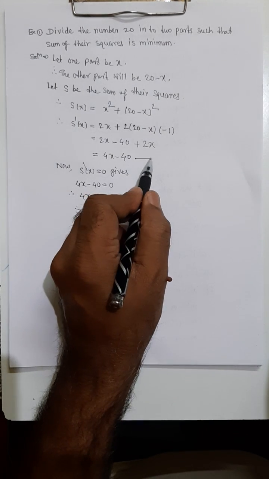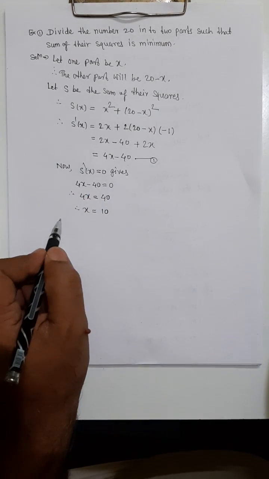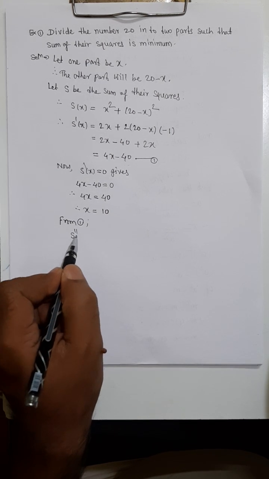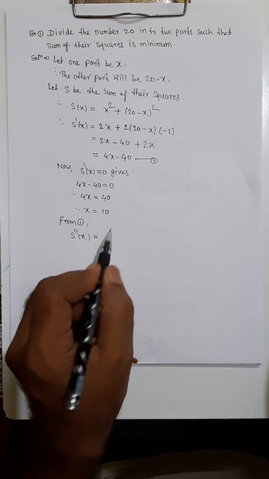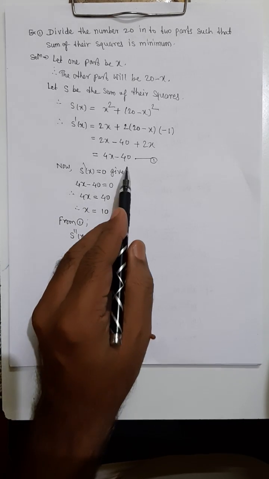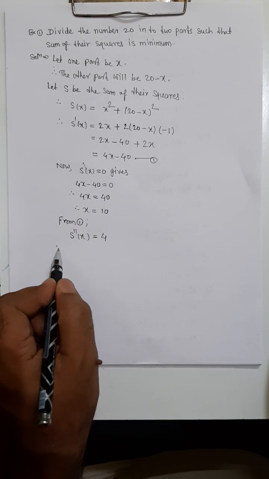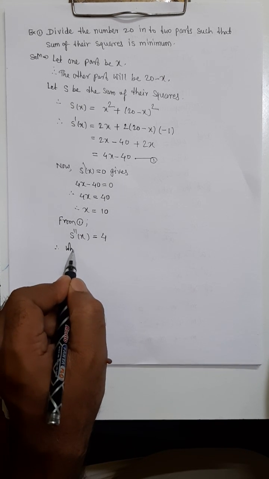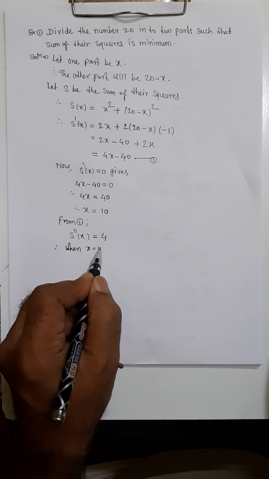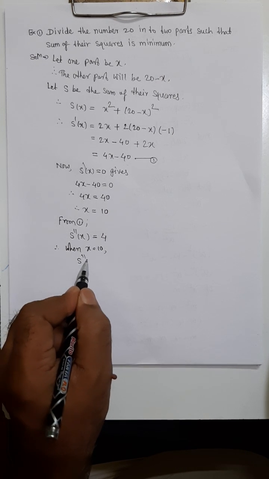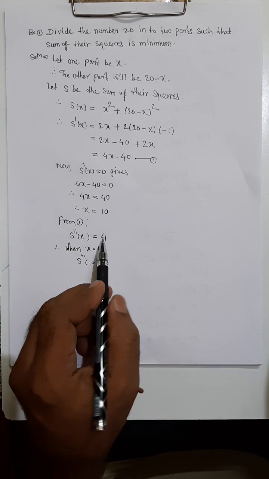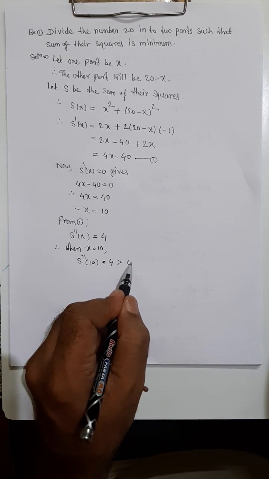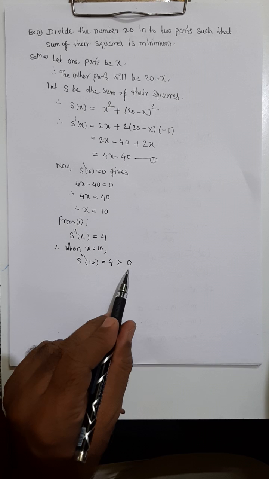Then from equation 1 we find the second derivative. So from 1 we find s double dash of x, the second derivative: the derivative of 4x is 4, the derivative of minus 40 is 0, and therefore we substitute this point 10 here. When x equal to 10, we find the second derivative at 10. Here the right side is a constant, that is 4 as it is, and we know that 4 is positive, that is greater than 0. So we get that the second derivative is greater than 0.